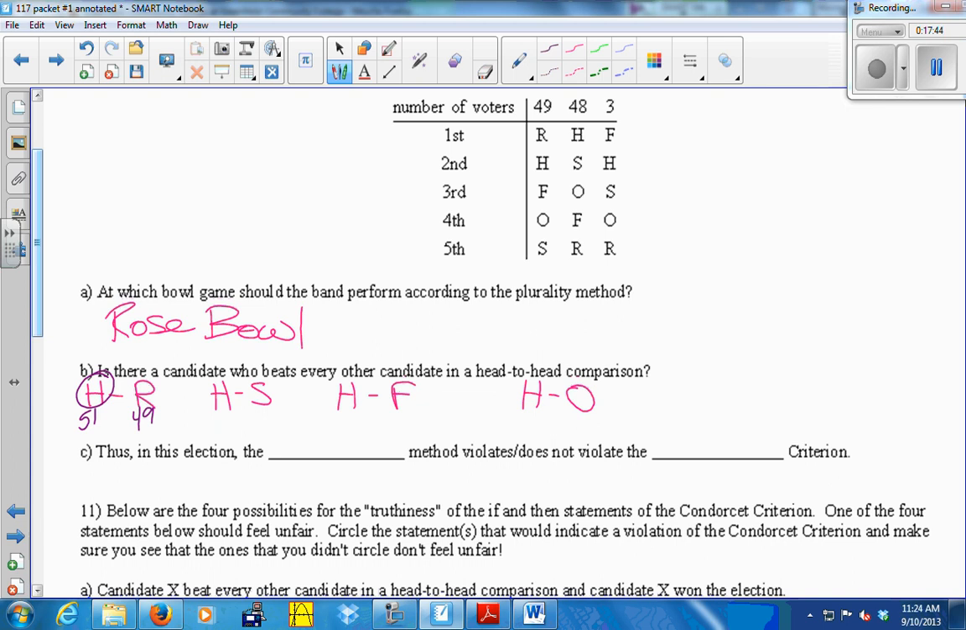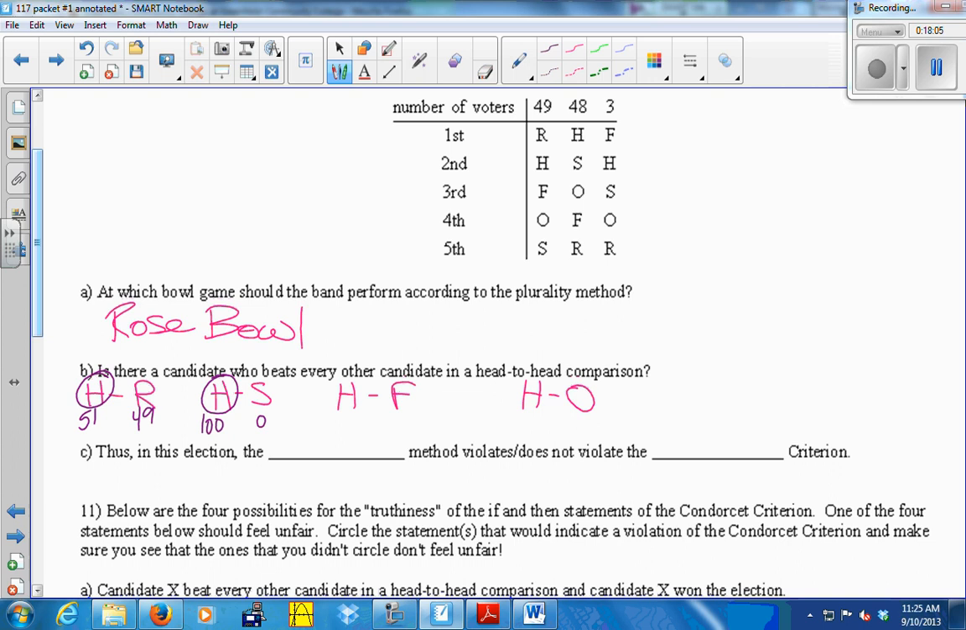Okay, let's do Hula versus Sugar Bowl. Okay, so these 49 people, if they had to choose, would it be Hula or Sugar? Hula. How about everybody else? Hula or Sugar? Hula. Everyone has Hula Bowl ranked above Sugar Bowl. This is 100 to 0. Hula, Sugar.